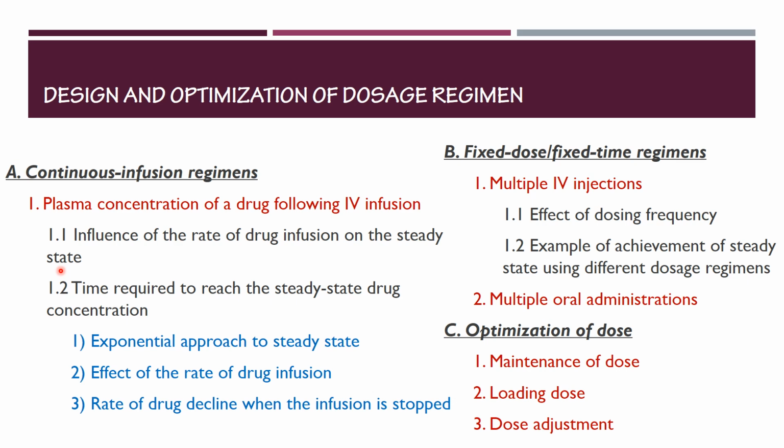And further are their subheadings, such as plasma concentration of a drug following IV infusion, influence of the rate of drug infusion on the steady state, time required to reach the steady state drug concentration, exponential approach to steady state, effect of the rate of drug infusion, rate of decline when the infusion is stopped, multiple IV injections, effect of dosing frequency, example of achievement of a steady state using different dosage regimens, multiple oral administrations, maintenance of dose, loading dose, dose adjustment.